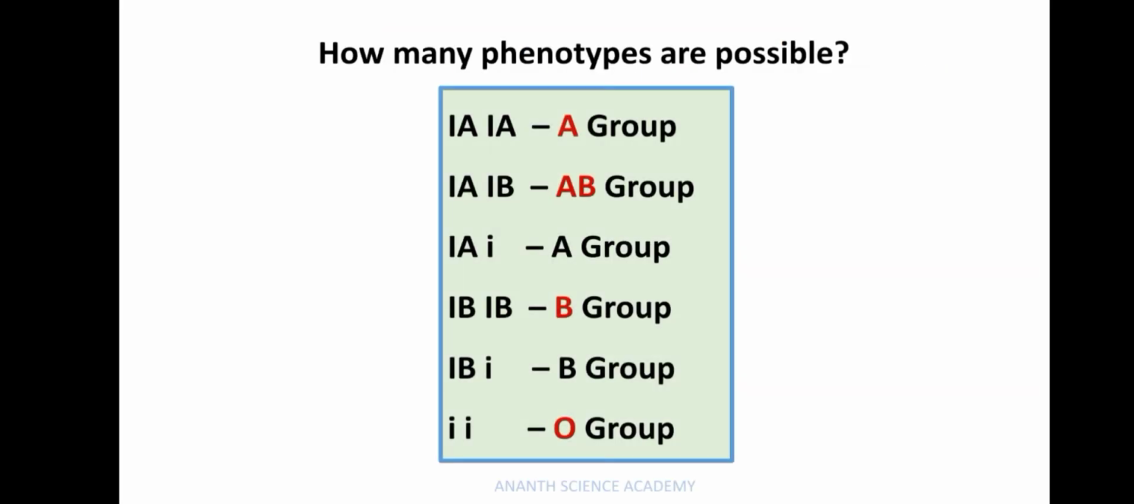With these 6 genotypes, how many phenotypes are possible? Let's see. There are 4 different phenotypes possible with these 6 different types of genotypes. They are: IAIA, A group; IAIB, AB group; IA small i, A group; IBIB, B group; IB small i, B group; small i small i, O group. Hope you are able to follow, my dear friends.